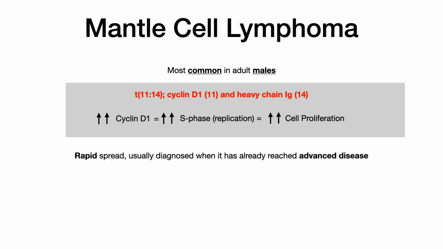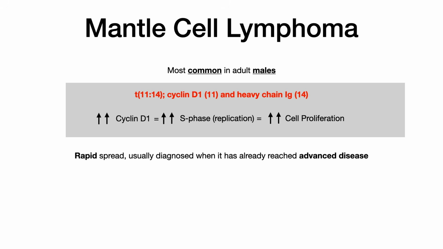Pause for a second. I just told you in follicular lymphoma, no other translocation had 14 as the first number, but here you see 14 as the second number. So just keep that straight in your brain. This involves cyclin D1 on 11 and the heavy chain Ig on 14.